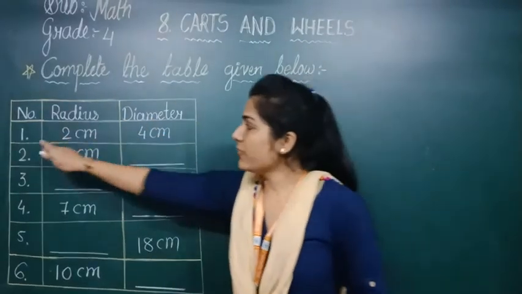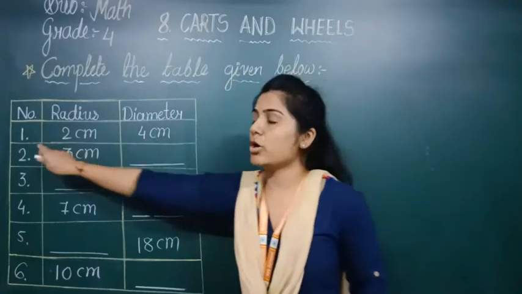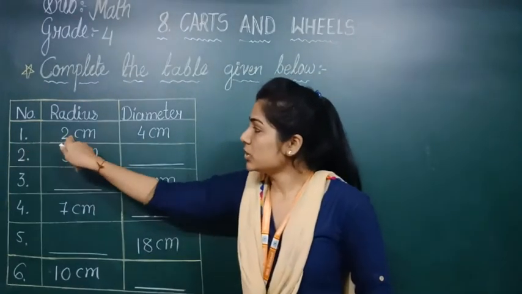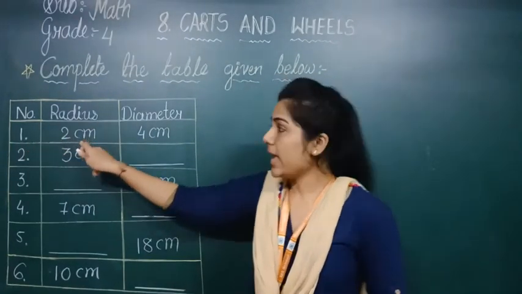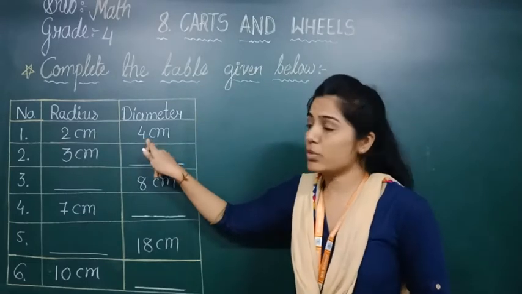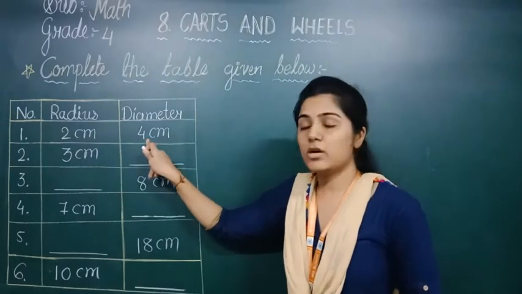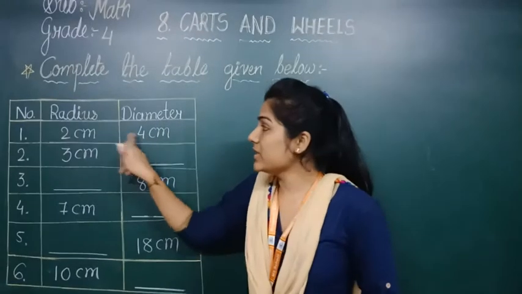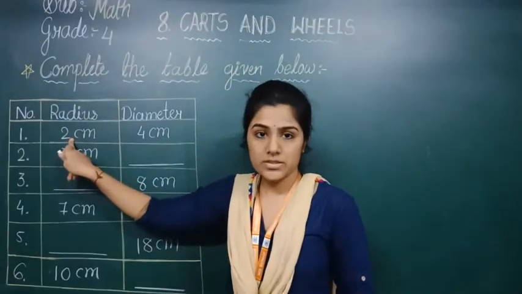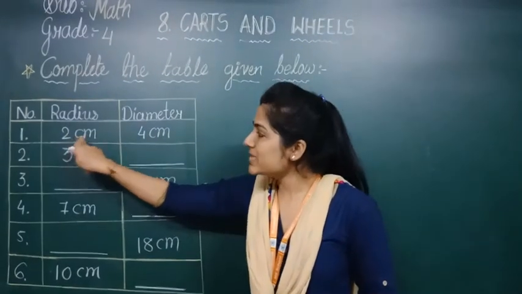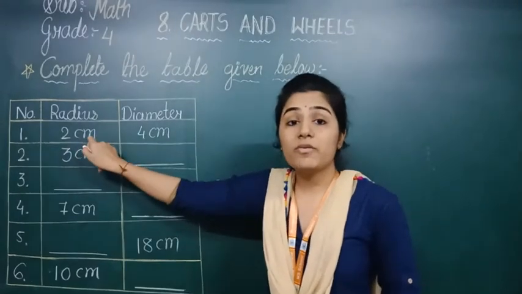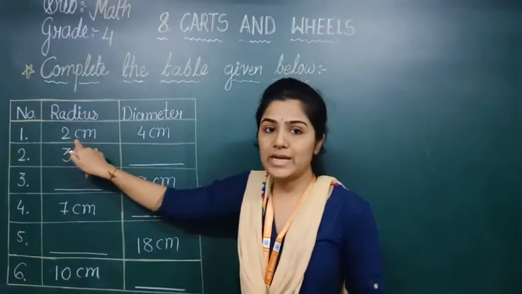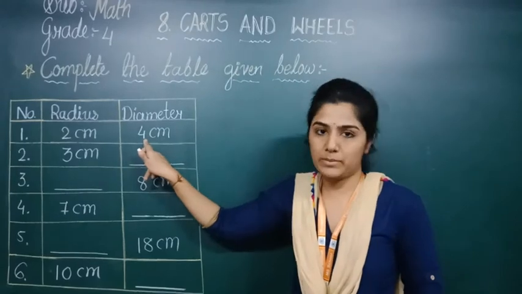That means in the first row you can observe number 1, 2 centimeter radius is given and diameter is given 4 centimeter. So what is the meaning of this? That diameter is always double the radius. Here 2 centimeter is given, so double of radius means double of 2 centimeter is always 4 centimeter.